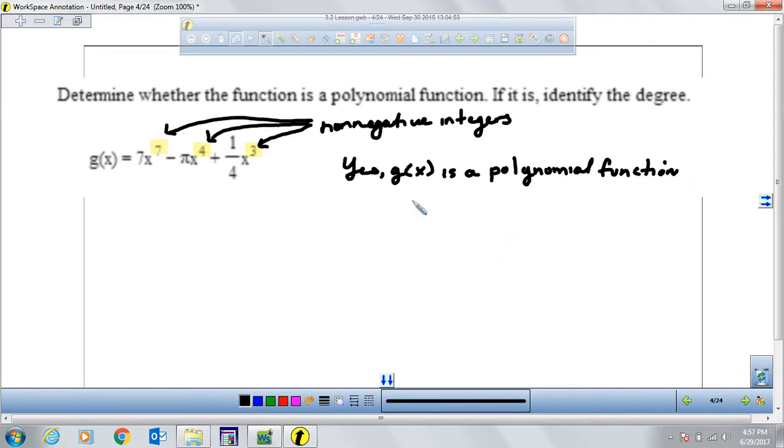Also, we need to identify the degree. So right here, the degree of this polynomial, remember, degree means the highest power of the polynomial. The degree is going to be a degree of 7.